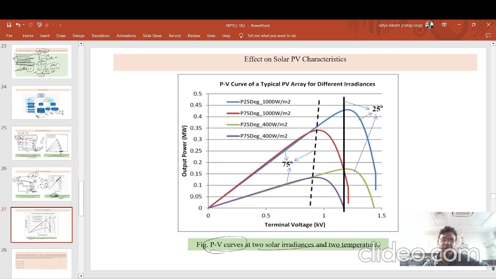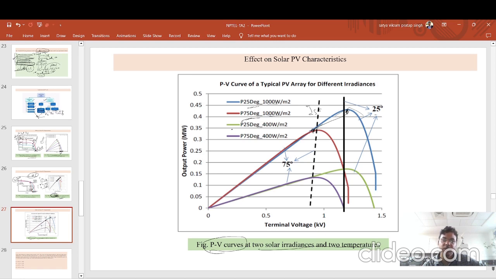And coming to the last part, the PV curves are there, two solar irradiances and two temperatures are given. If you see the red figure and the blue figure, that is the same observation, no? Red figure and blue figure at different temperatures at a constant irradiance. If you see, this VOC got increased. Because of that, this Pmax got increased, but the ISC will be nearly constant in this case.